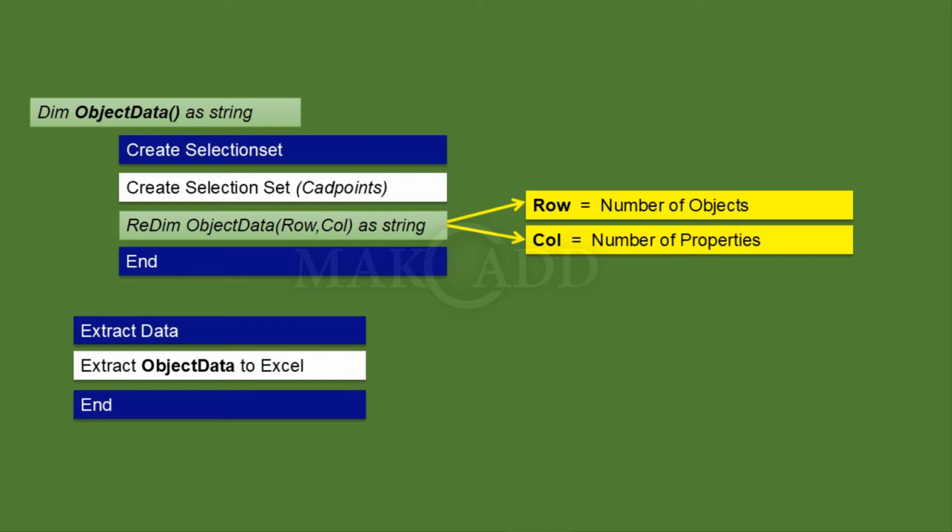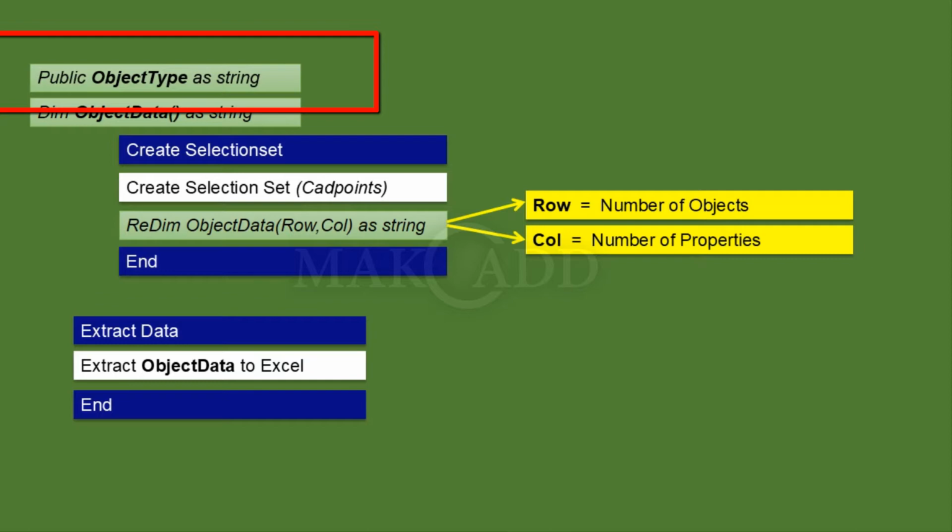So we need an object type variable, and we will declare it with the Public command as a string, because we are accessing the object type using a user form. From the list we will choose what type of object we are inserting, circle, points, or block, or anything. So we will use the Public command so that we can access the variable throughout the project regardless of modules and procedures.